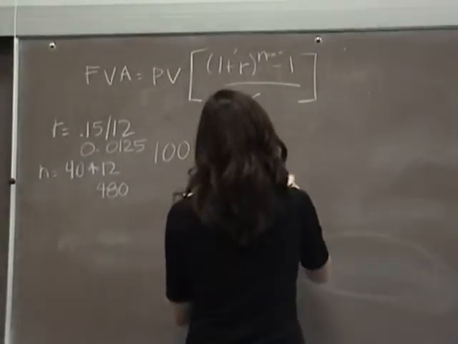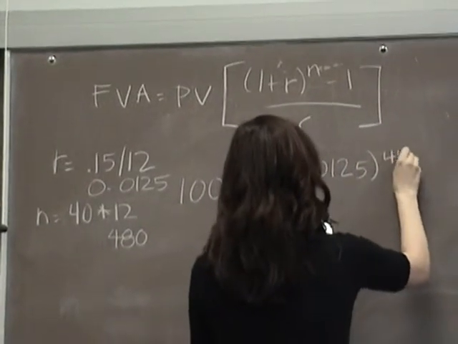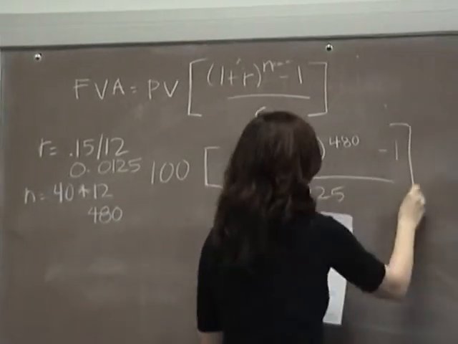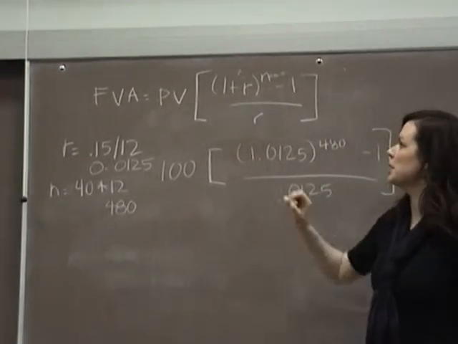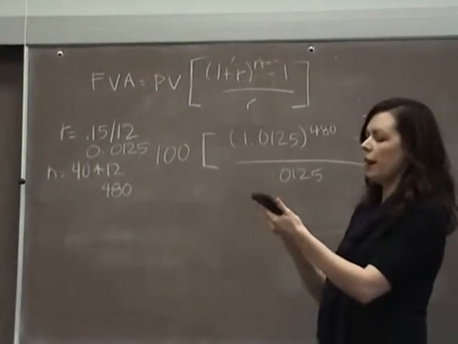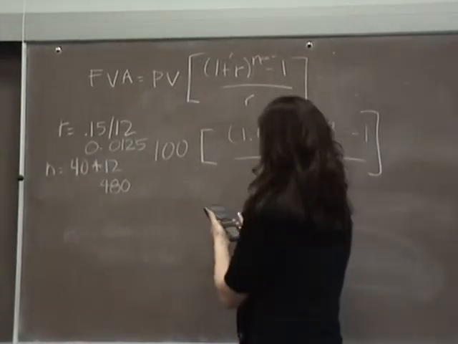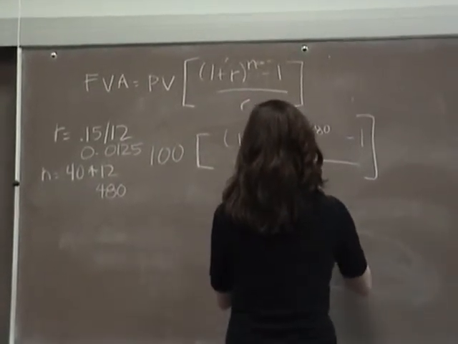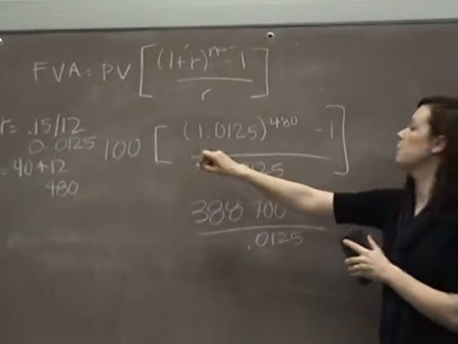So let's go ahead and sub this into our equation. So all I've done is replace my R and my N. And I just skipped the step of adding the 1 to my R and figured you guys could handle that pretty easily. So I have 1.0125 raised to the 480. So I've gotten rid of my parentheses here.